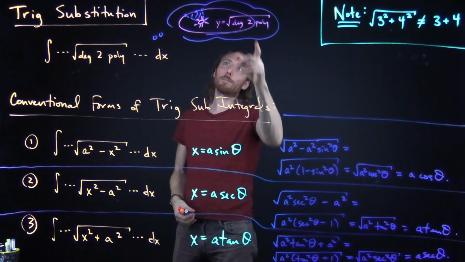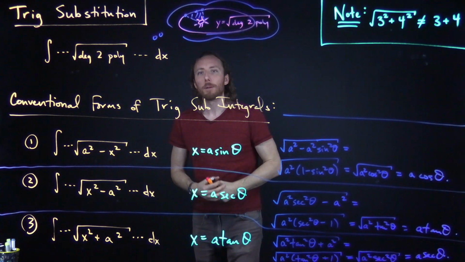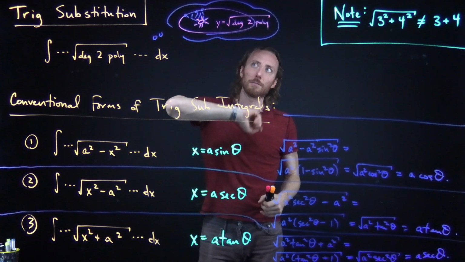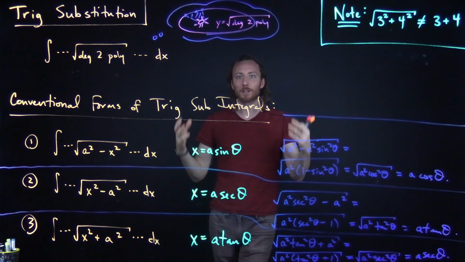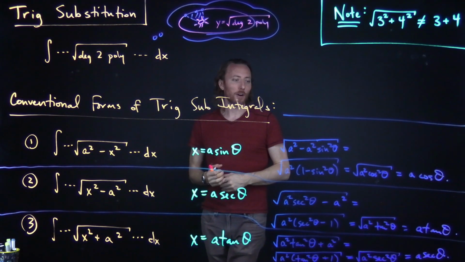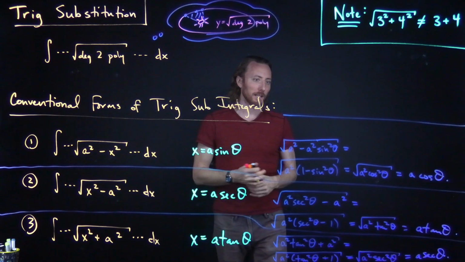And in some sense, it's not surprising that trigonometry comes into play because functions of the form square root of degree 2 polynomial relate to ellipses, and ellipses are related to circles. And so that all sort of feels right from a conceptual point of view.